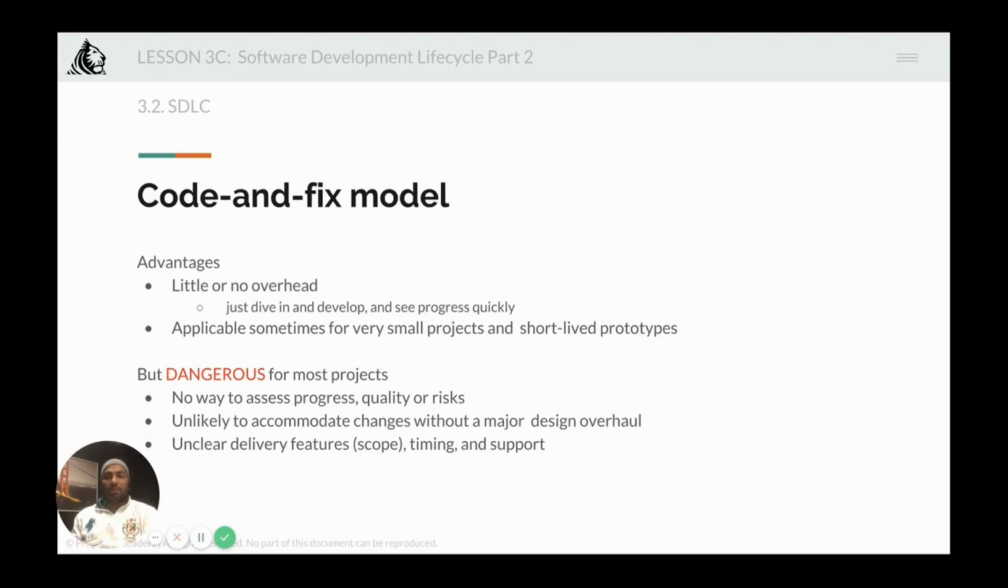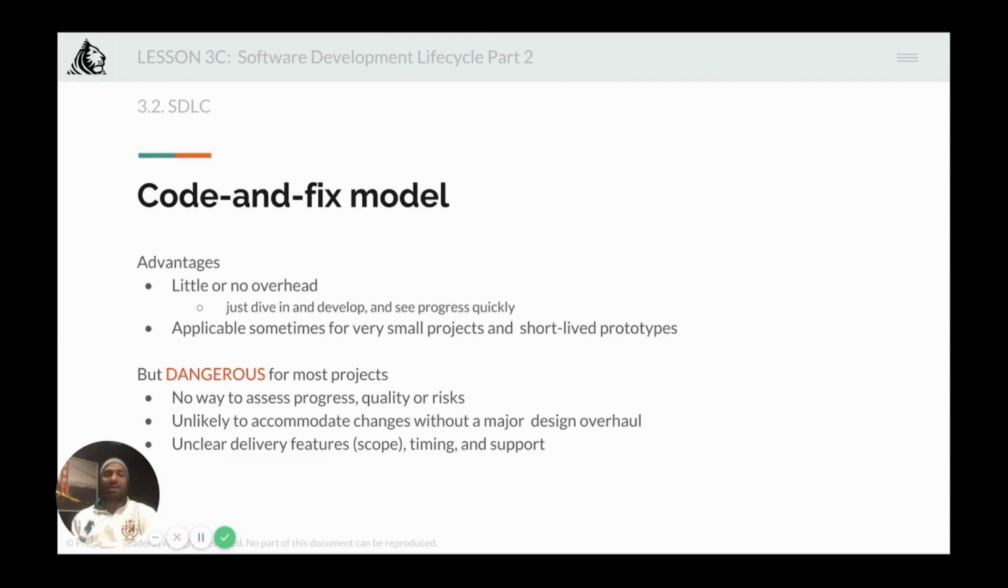So let's start with the most obvious, the code and fix model. This model starts with an informal general product idea and just develops code until a product is ready or money or time runs out. Work is in random order, right? Basically, it's hacking. This is exactly hacking, nothing else. It corresponds with no plan.